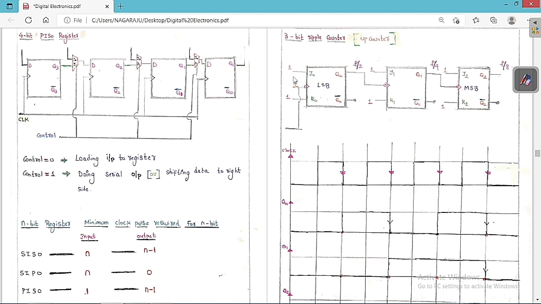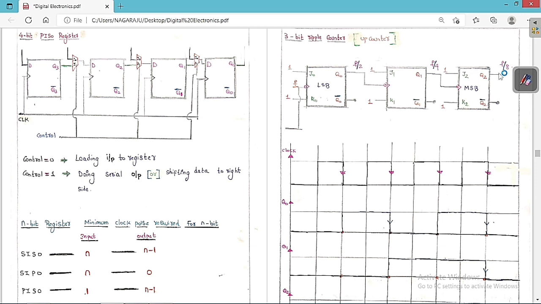So if the frequency is f, it is f by 2, and f by 4, and f by 8, because each flip-flop has two states. So f by 2, and here f by 2 by 2 is nothing but f by 4, and f by 4 by 2 is nothing but f by 8. So this is the point that you always have to keep in your mind.